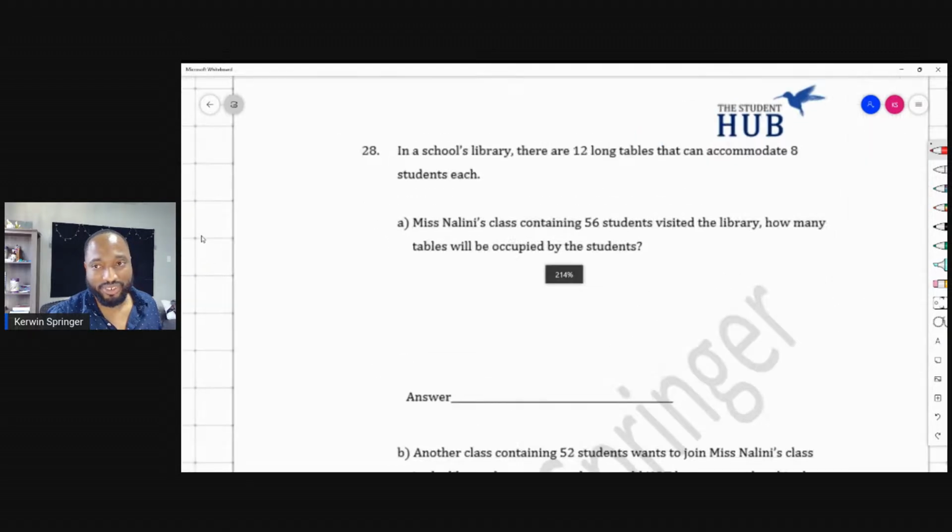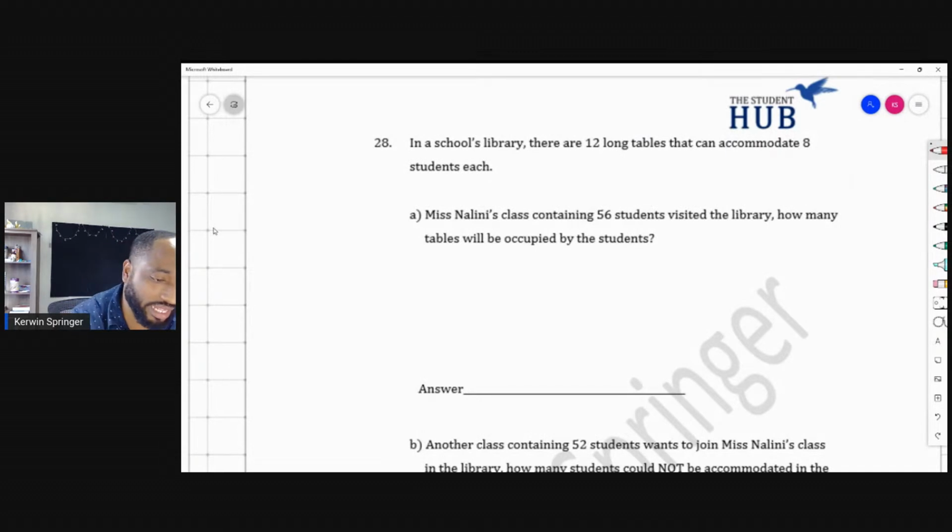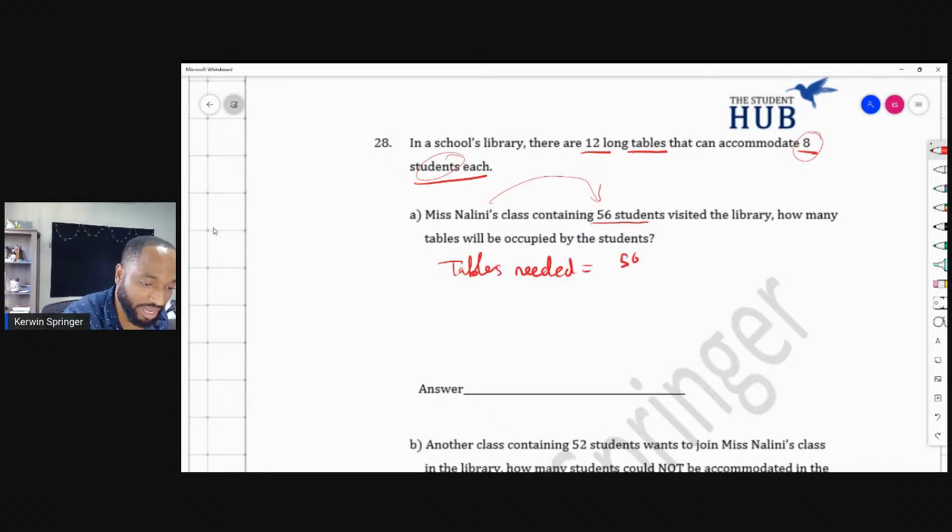In a school's library, there are 12 long tables that can accommodate 8 students each. We are on number 28 earlier. Miss Nalini's class containing 56 students visited the library. How many tables will be occupied by the students? All right. Well, you can take 8 students per table. So how much do you have in your class there, Nalini? 56. So how many tables do we need for you? Tables needed would be 56 in your class divided by 8 per table. And you need 7 tables.